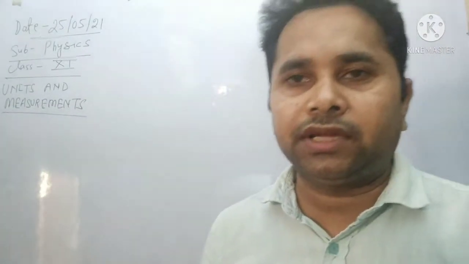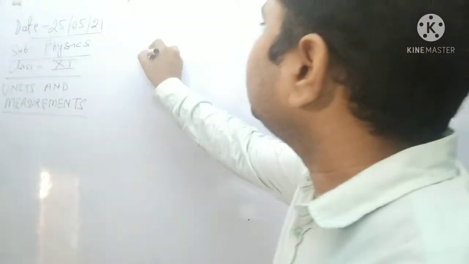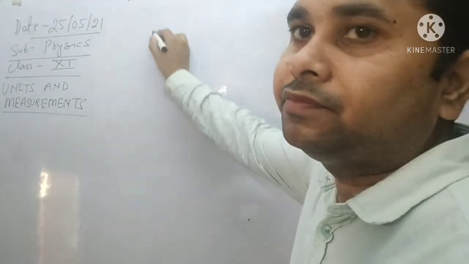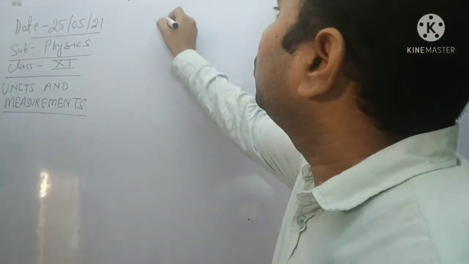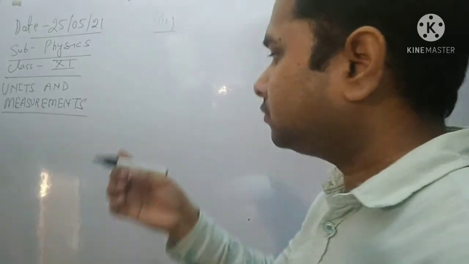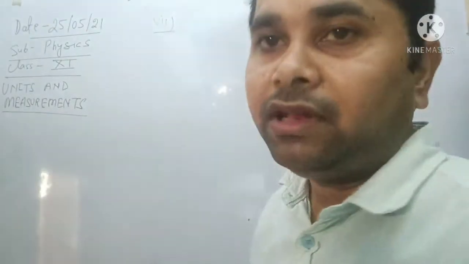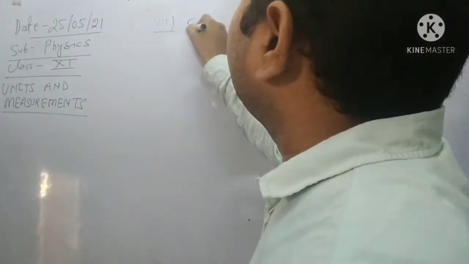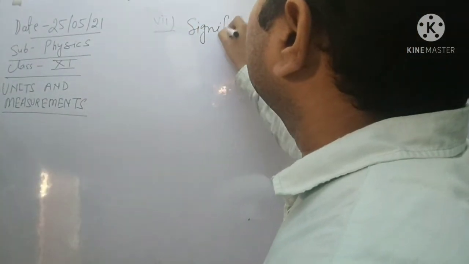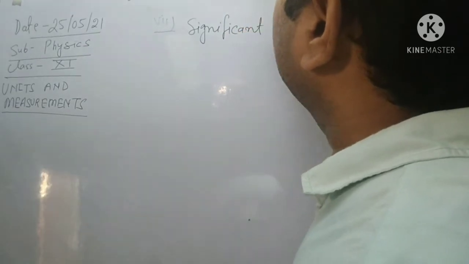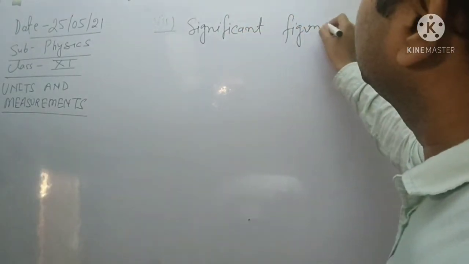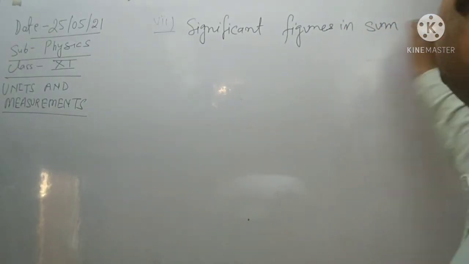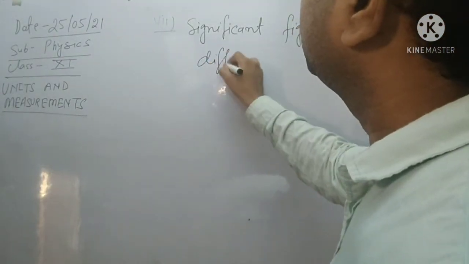Now two more rules are there. I think the last was the sixth rule. Now see the seventh rule. Rule number 7: in addition, significant figures in the sum or difference of numbers.